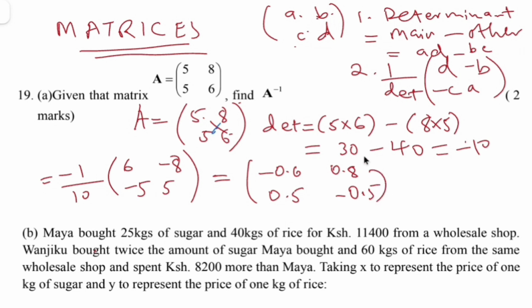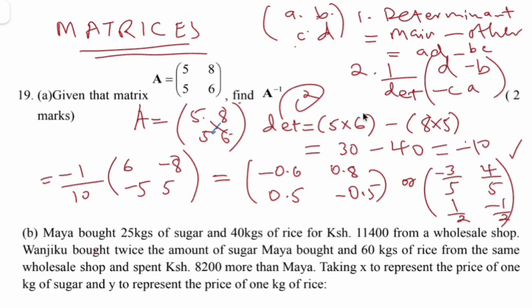Till there, tumeelewana. So you can also simplify your answer, and your answer can also be written like this. So waweza pata hivi pia is your answer, or negative 0.6 ukiandika kwa fraction itakuwa around negative 3 over 5, na 0.8 ni 4 over 5, na 0.5 ni 5 over 10, which is a half, and this one becomes negative a half. So you got your 2 marks already.